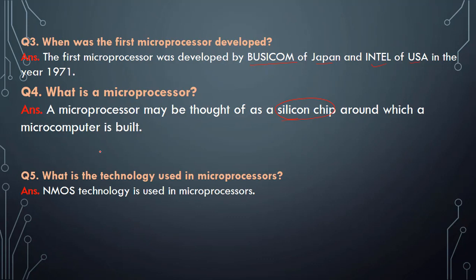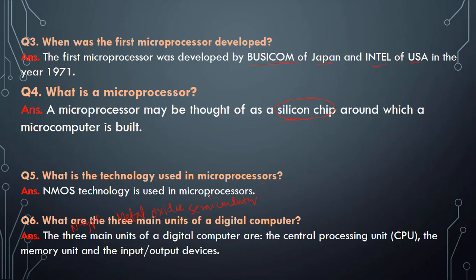The next one, what is the technology used in the microprocessor? The answer is NMOS technology, that is N-type metal oxide semiconductor. This technology is used in the microprocessor. So in the 8085, NMOS technology is used.